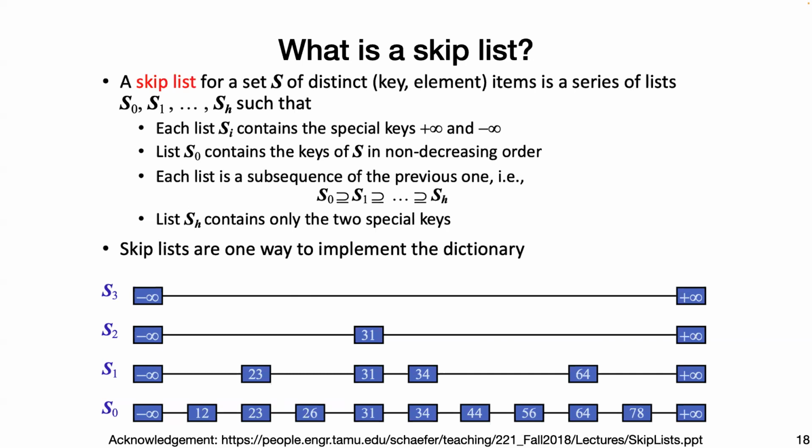The way that I learned about this is kind of like a subway. The bottom level is like the local stops and the higher levels are like express stops. So all the elements are in the bottom level and fewer elements are in the higher levels. And this is one way that you can implement dictionary data structures.